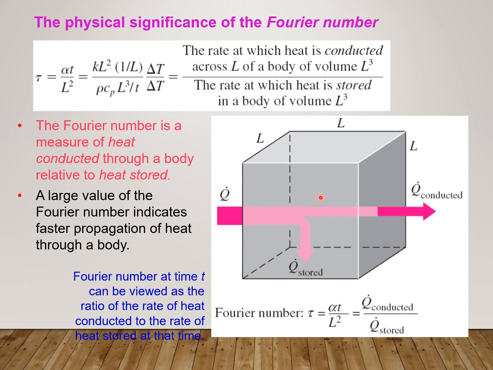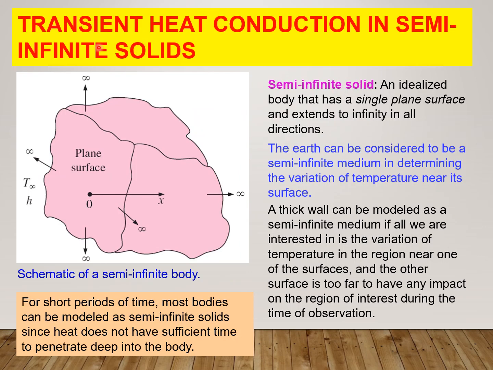Here a cubical body is shown. Heat is conducted in this direction, heat is stored in this direction: Q dot stored, Q dot conducted, sides L, L, L. The Fourier number is tau equal to alpha t upon L squared, equal to heat conducted upon heat stored. A large value of Fourier number indicates faster propagation of heat. It only indicates the faster propagation of heat. Fourier number at time t can be viewed as the ratio of the rate of heat conducted to the rate of heat stored at that time.